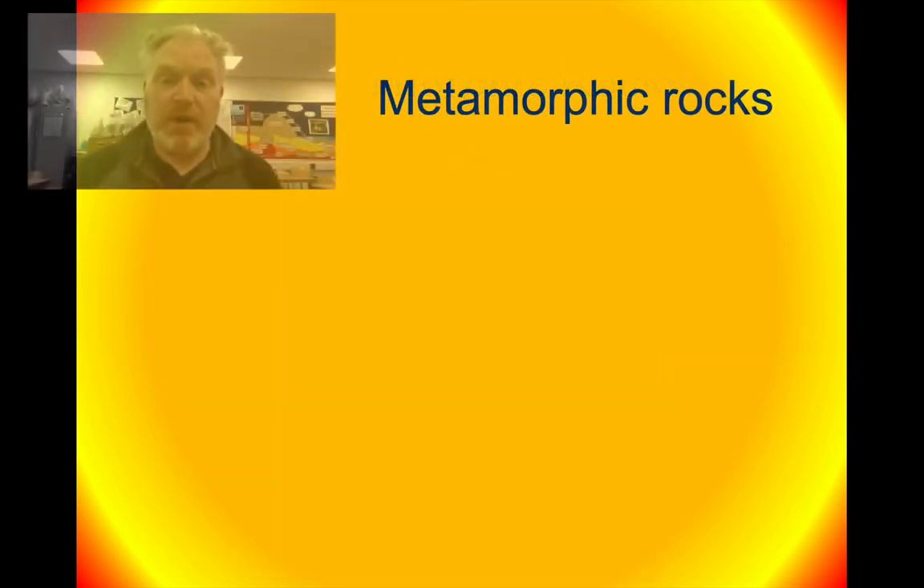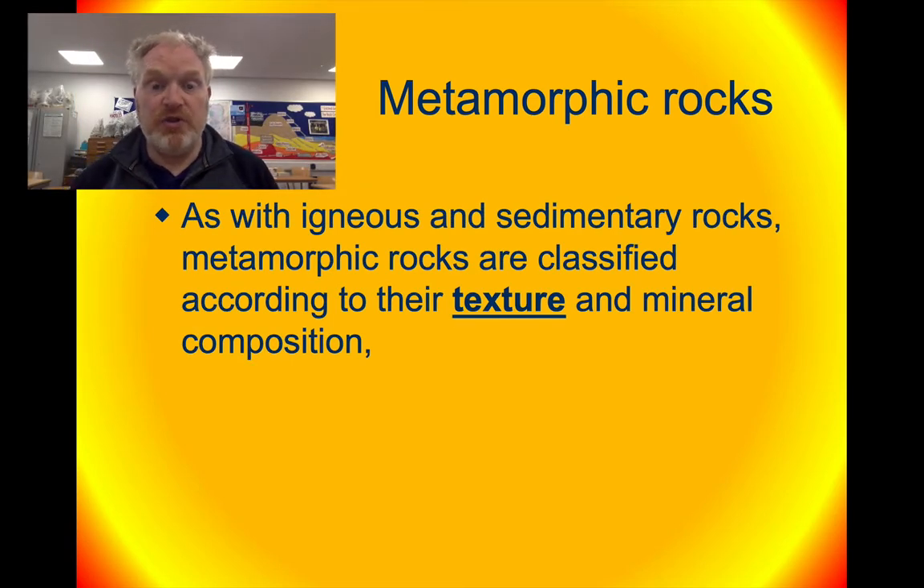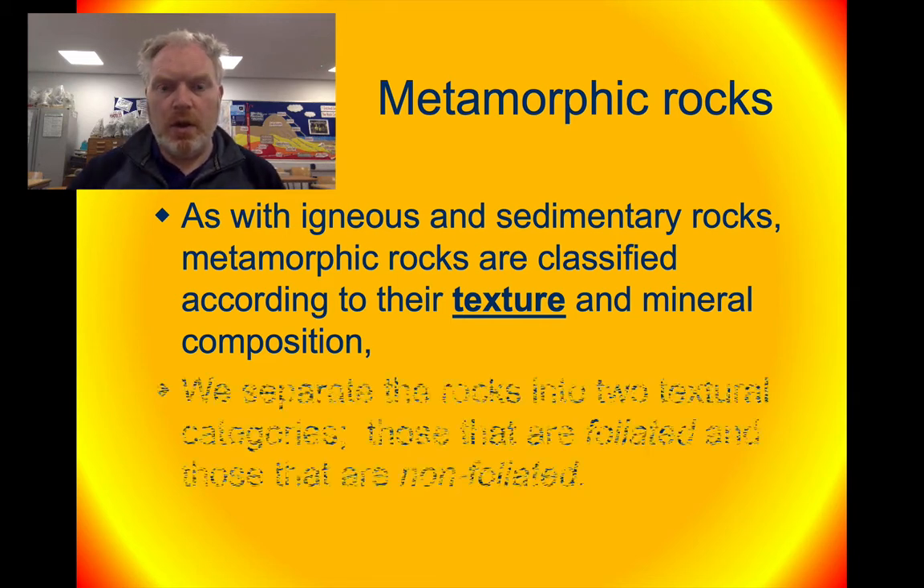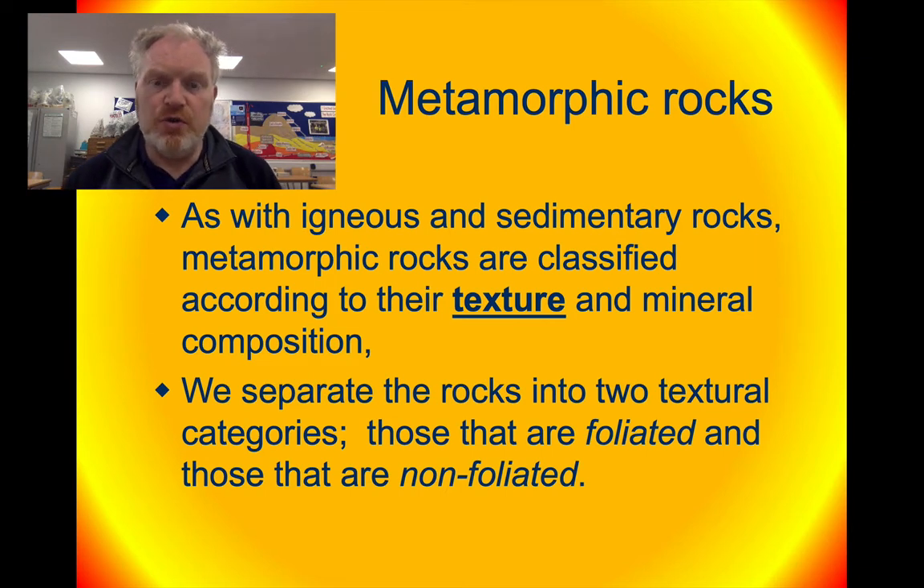Metamorphic rocks are classified, as is the case with igneous and sedimentary ones, by their mineral composition and their texture. And in particular, it's their texture that's important. We split these into two groups, what we call foliated rocks and those that are non-foliated. It might sound a bit weird to define something by a feature that it doesn't show, but perhaps it'll become clear when we start looking at some of these materials.